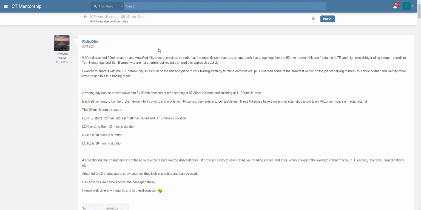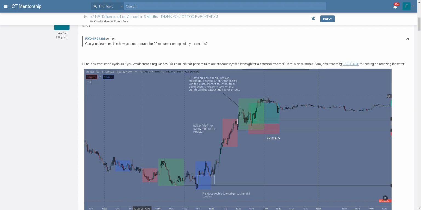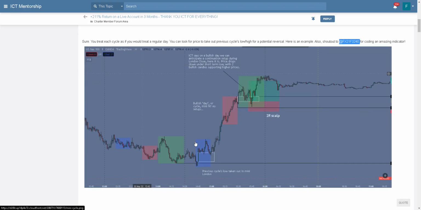I use it, well, pretty much as a scalper. I use it every day, especially on indices. So huge thank you for this. And huge thank you for this guy, FX21F3240, who actually coded the indicator. I think it's the best looking indicator because it's so easy to see the candles wrapped around each mini kill zone, and dividers for each mini 90-minute cycle. So it's been absolutely great. I love it. So thank you for that.